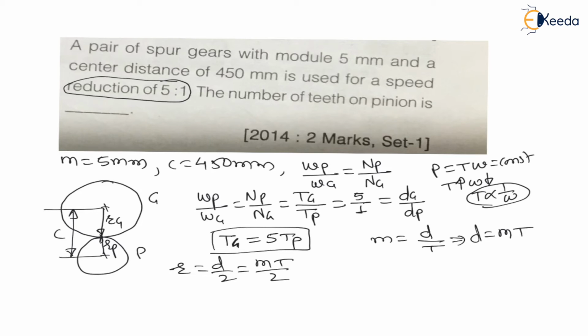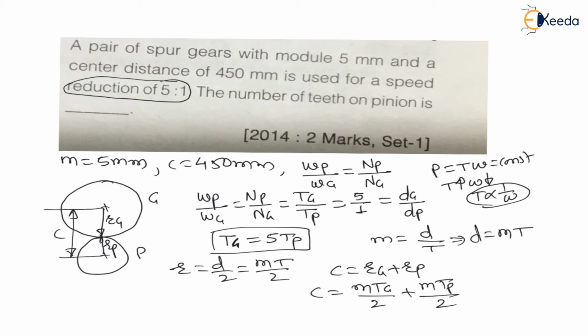And center distance is given. Center distance is nothing but, can I say, center distance is radius of gear plus radius of pinion, which we can write as center distance is equal to, instead of radius of gear, there will be m tg divided by 2. Therefore m number of teeth on gear divided by 2 plus m number of teeth on pinion divided by 2.